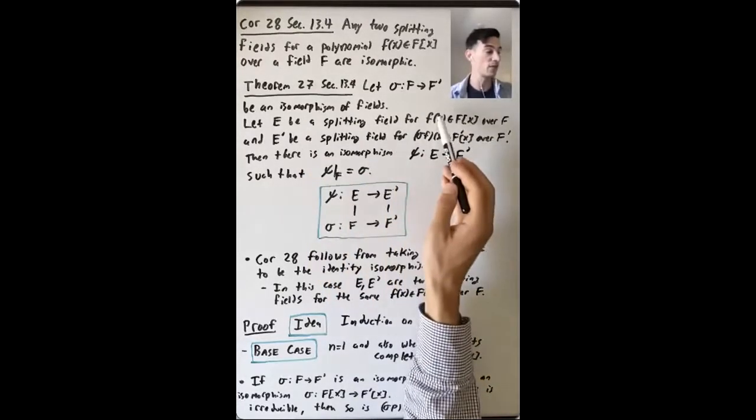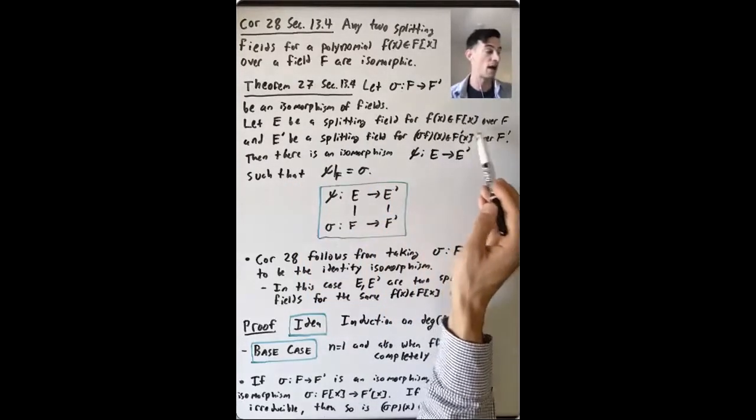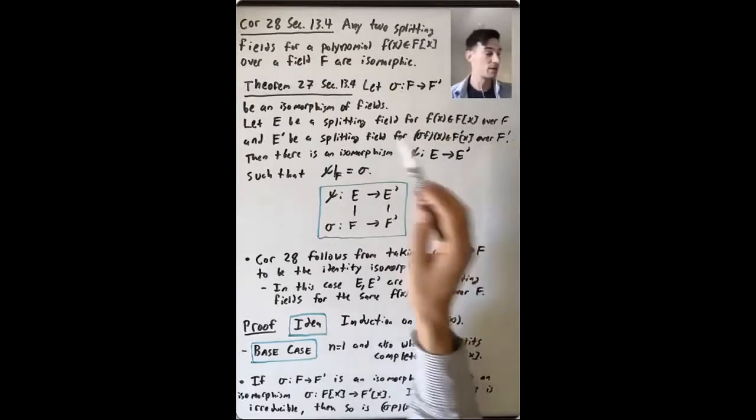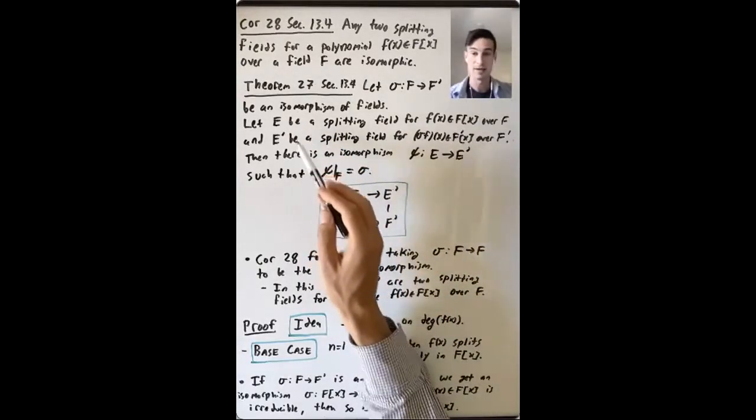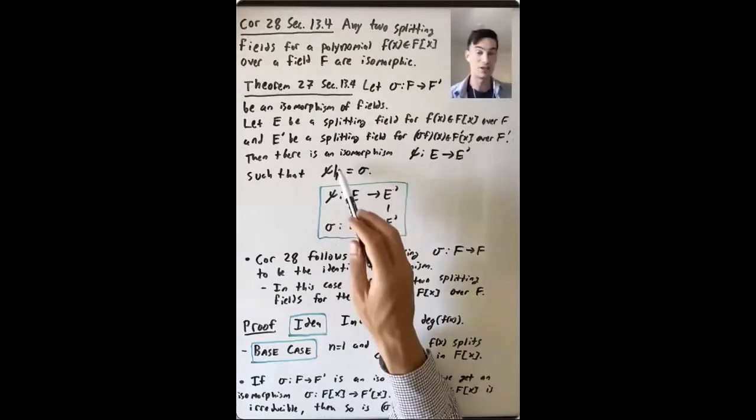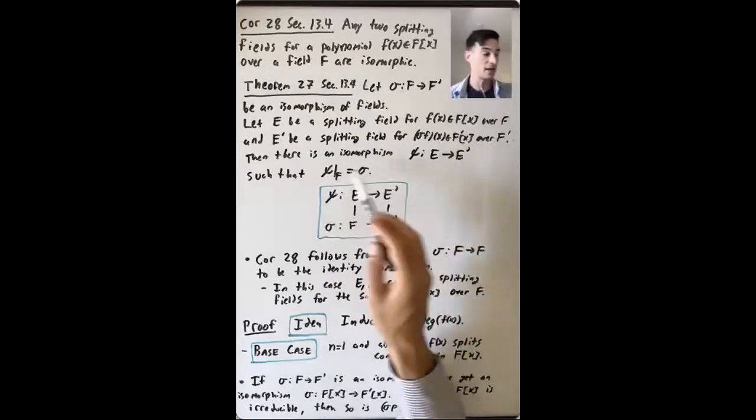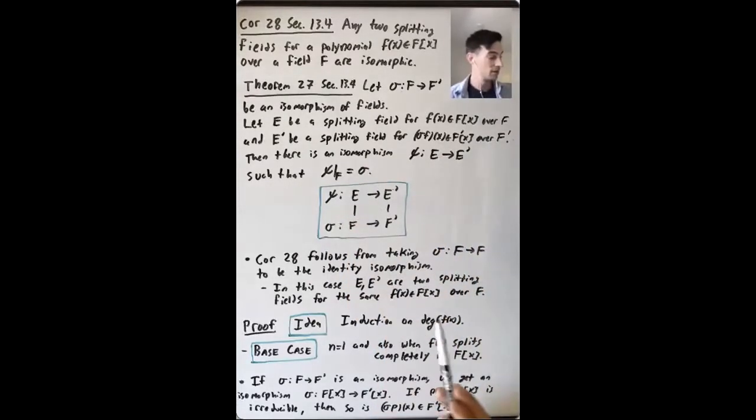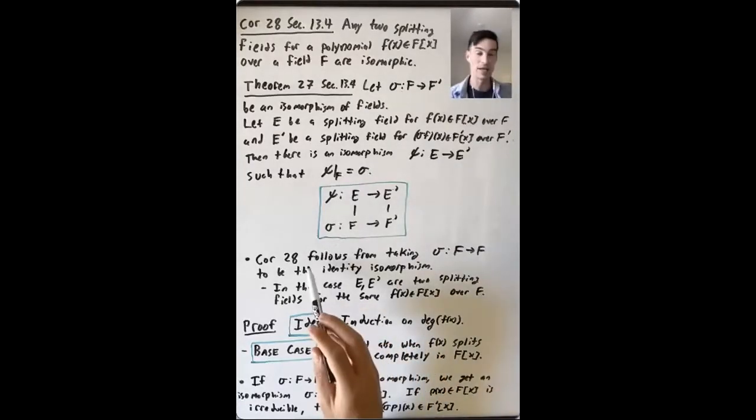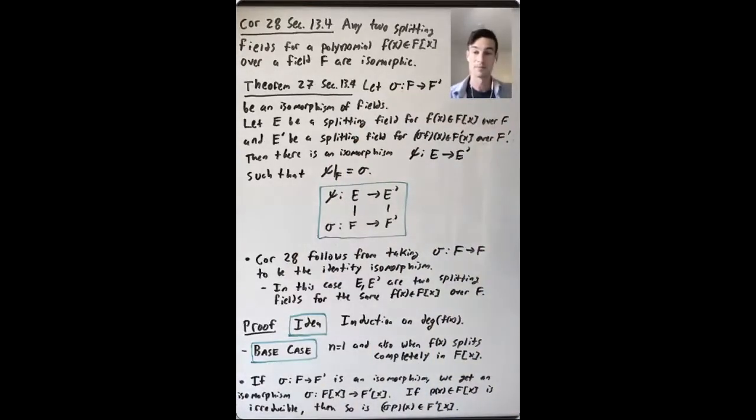E is a splitting field for f of x over F, and E prime is a splitting field for f of x over F also. So these are two splitting fields. And what we're saying is there is an isomorphism from E to E prime such that when you restrict to this F inside of E, you get the identity map. So we're going to prove corollary 28 by proving this more general result, theorem 27.